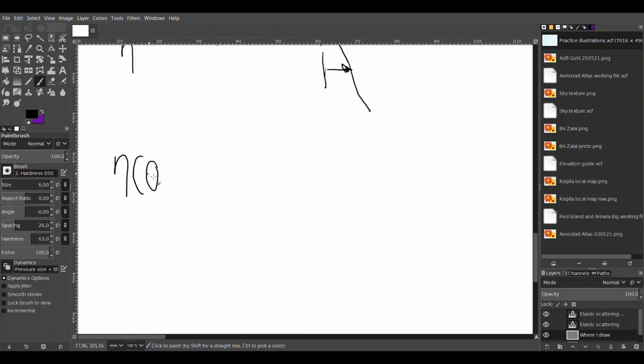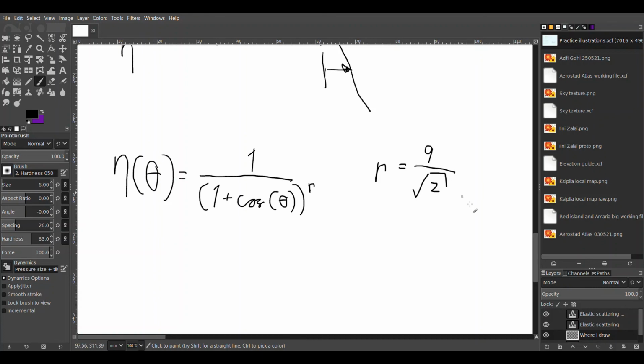I'll just write it quickly. Eta of theta. There's a lot of Greek letters in science. It's 1 plus cosine of theta to the p under 1, where p equals 9 over square root of Z. So this really says eta depends on theta and atomic number. This is also, of course, oversimplified, but it gives us something to work with.